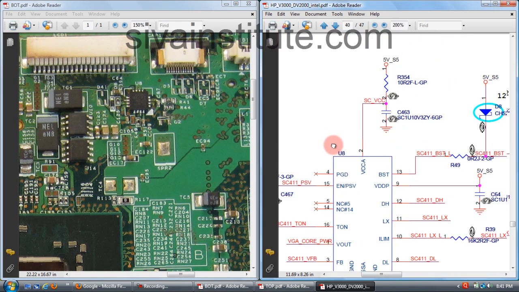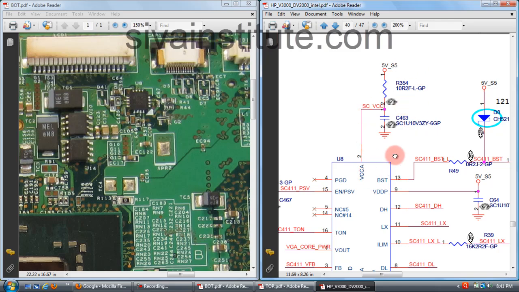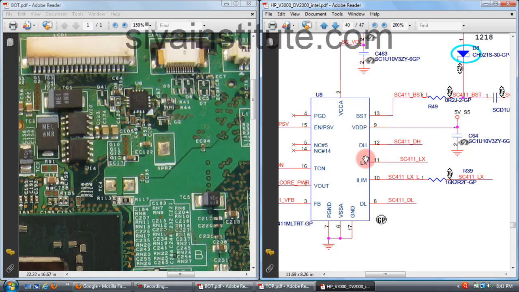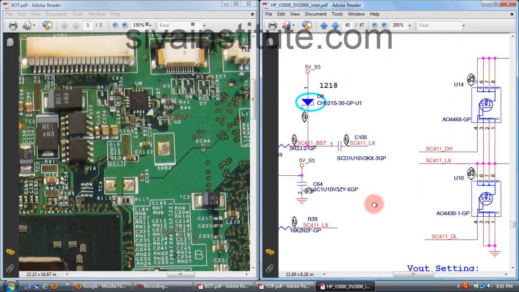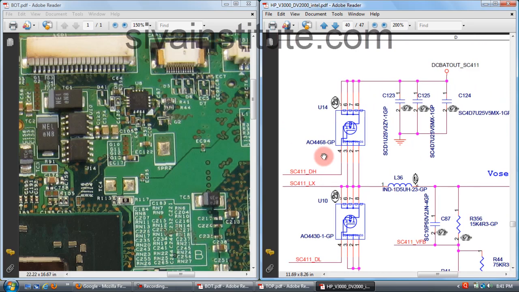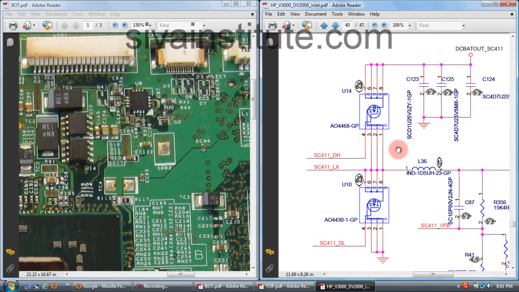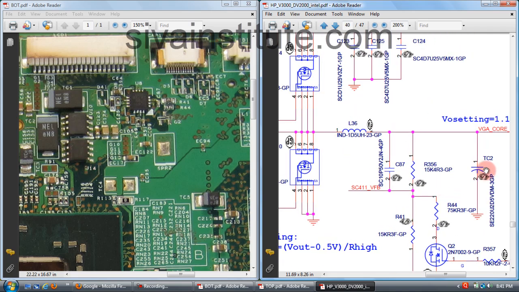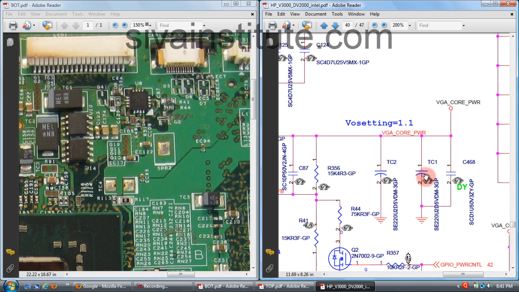When you give this voltage and input voltage to pin number 2, this output will come out from DH. This voltage goes to the upper FET, DH upper FET. When you give 2 volts to the upper FET, this voltage comes out from this one, L36. See this one, U10 and U14. This voltage comes out to TC2 capacitor, this one. This is TC1 capacitor, this is TC2 capacitor. This 1.1 volt voltage comes out from this IC.